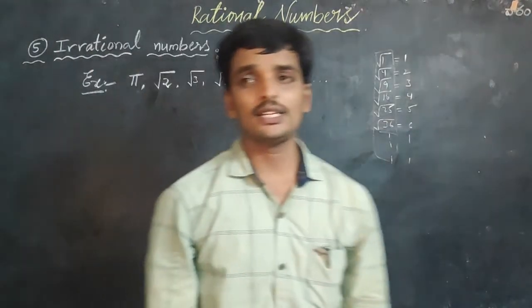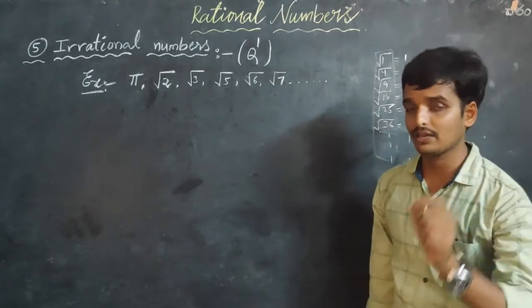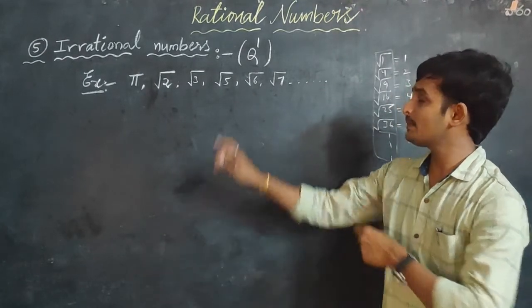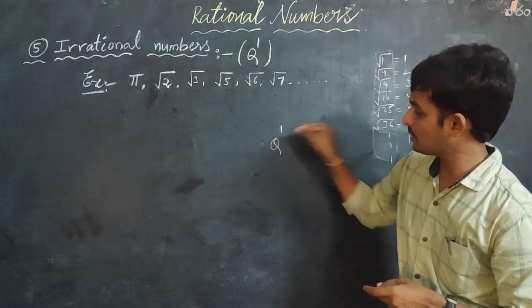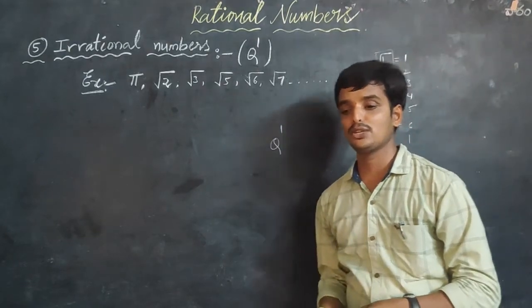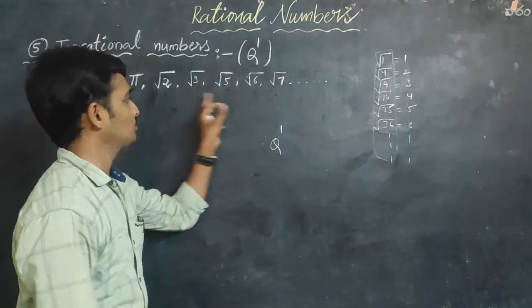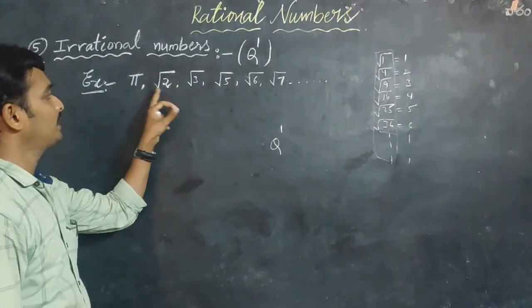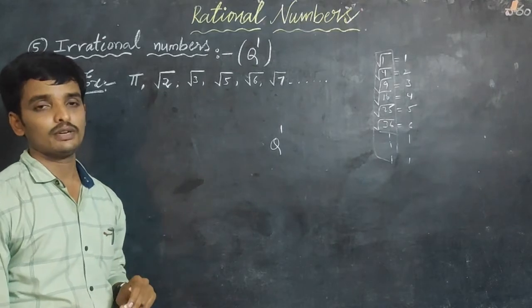What is it? The numbers which are not in the form of p by q are called irrational numbers. Irrational numbers are denoted by the symbol Q dash. Write Q and keep one upside down Q. The irrational numbers are denoted by the symbol Q dash. So the examples of irrational numbers are pi, root 2, root 3, root 5, root 6, root 7 and so on.